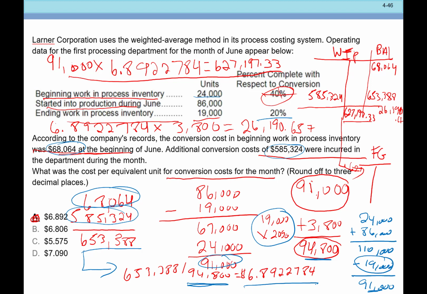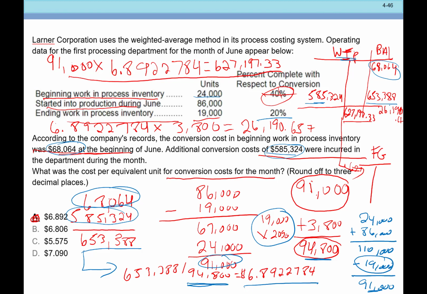But then I went a little bit further and said, okay, but what good is a cost per equivalent unit from the standpoint of accountants if it doesn't end up in a journal entry? There'd be an expectation that you would know the journal entry that would follow on to this. So all I did was say, well, we started out with what? 68,064 is our beginning balance of work in process. The problem told us that, right? They told us that we added cost for the period of what? 585,324. That's just coming right out of the problem. So we add those costs.